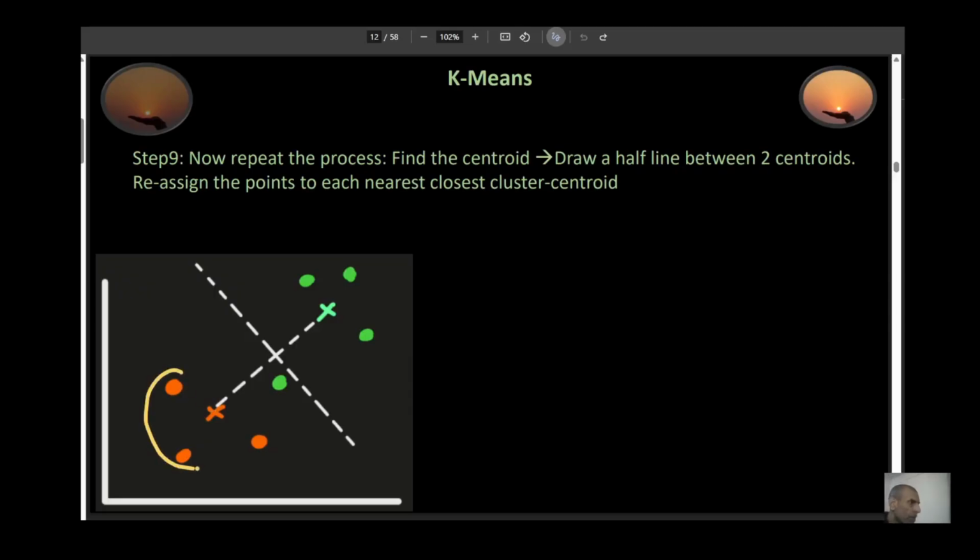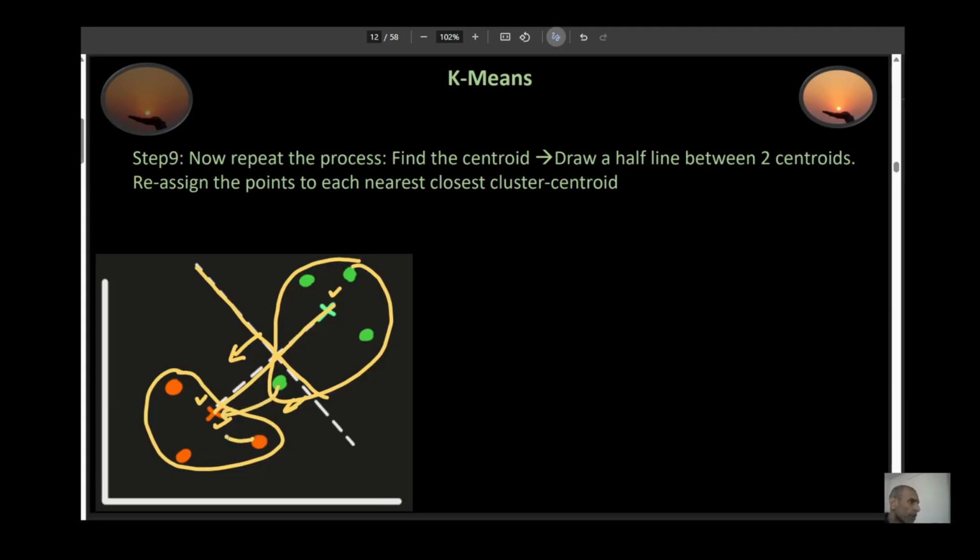You take this cluster over here, you find the centroid for this cluster, let's say it is this one, and then you do the same thing, take this cluster right here, find the centroid for this, and let's say it is this right here. Now you find the half line between these two centroids. So connect these two centroids, draw a half line in between them. All the points that fall on this side, they will be assigned to this centroid. So this point will come on this side. This point will be assigned to this. This will be assigned to this. This will be assigned to this. Same thing over here. All the points that are on this side, they'll be assigned to this centroid. And that's because these points are closest to this centroid.